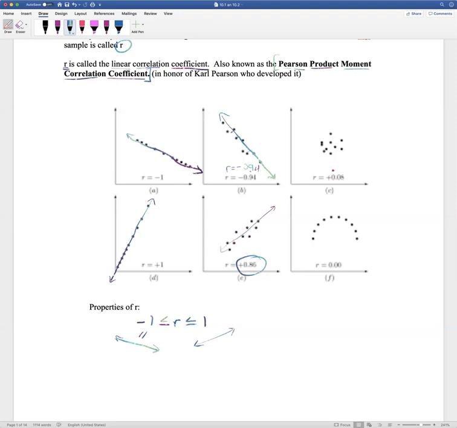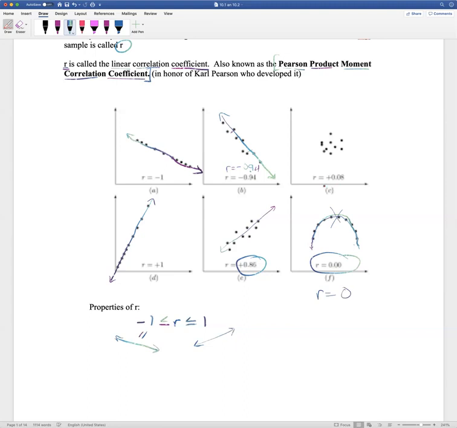So let's take a look at this next example. R is equal to 0. Why is this 0? Well, look at the shape. The shape is not at all linear. It doesn't form a line. This shape looks like it's more of a semicircle type shape. That doesn't matter. The point is this is not a line at all. So the linear correlation coefficient is 0 because this is not at all a line.